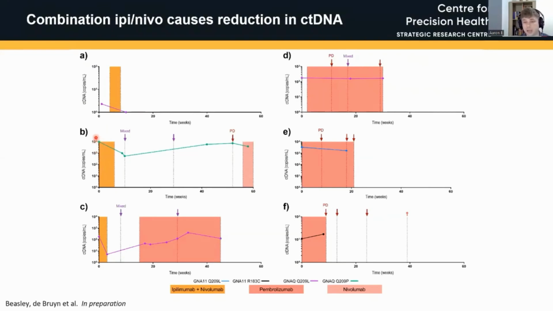So that massive drop at this time shows that there is some response. And this is in line with literature showing that there's some response from ipi-nivo. We don't see that in the anti-PD-1 therapy. And again, this is not a surprise because anti-PD-1 is generally ineffective for treating metastatic uveal melanoma.